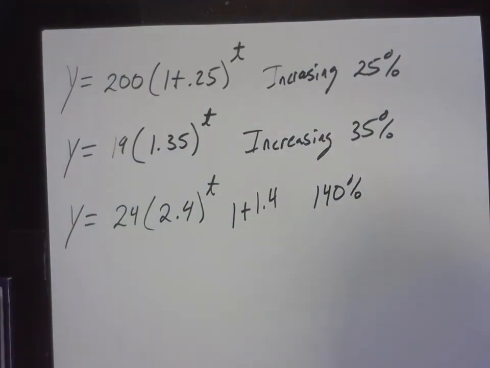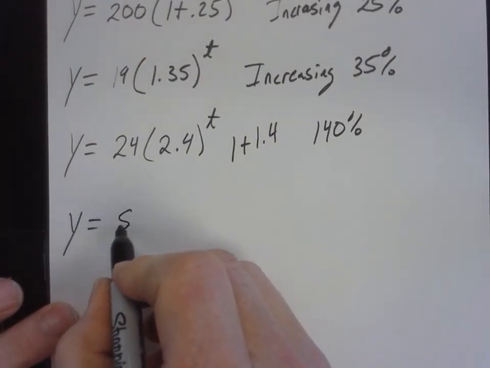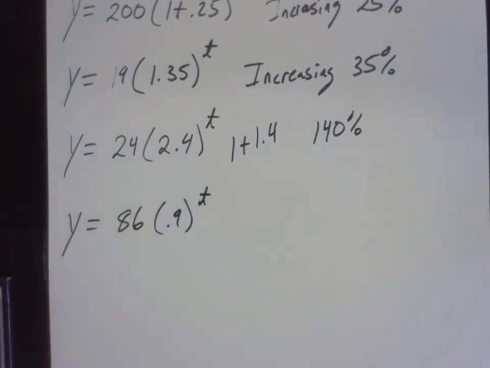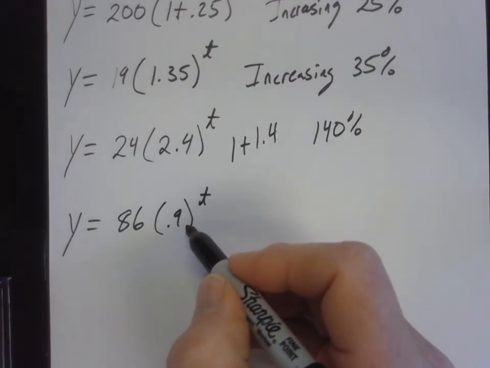Okay. Now, take a look at this. Increasing or decreasing? Decreasing by 10%. See it? Pretty easy, isn't it? It's 0.1 less than 1. So it's going down 10%.